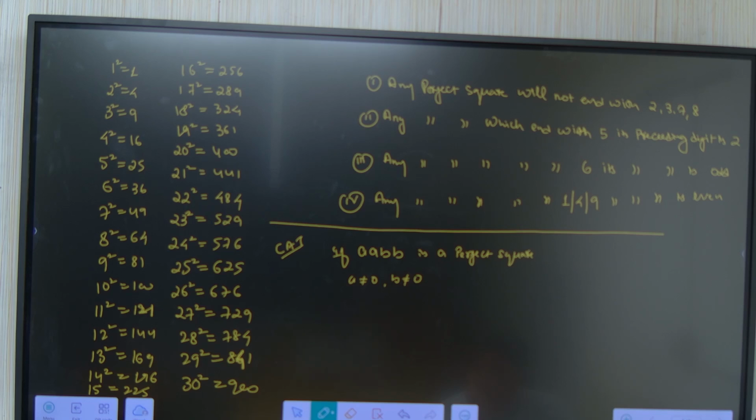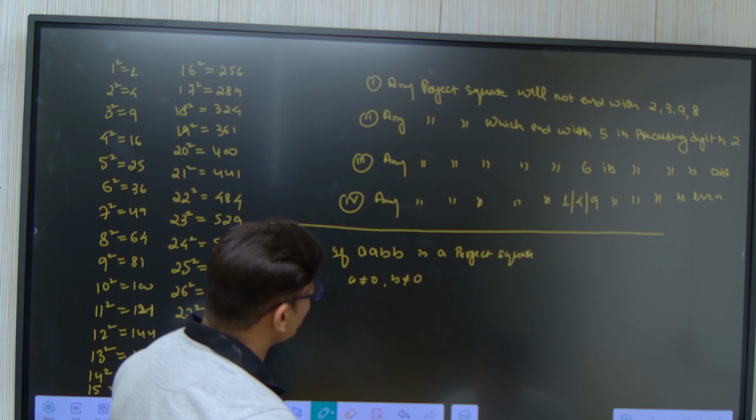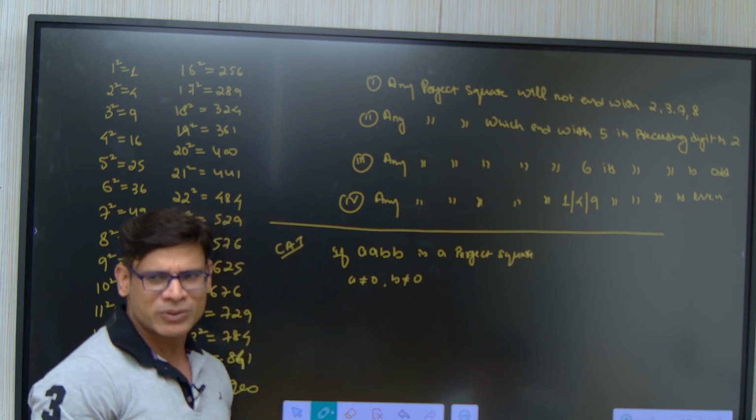Focus on this which I am going to write down. Is 2233 a perfect square? Is 2244 a perfect square? How long are you going to do this? Don't you think it's going to be very cumbersome?